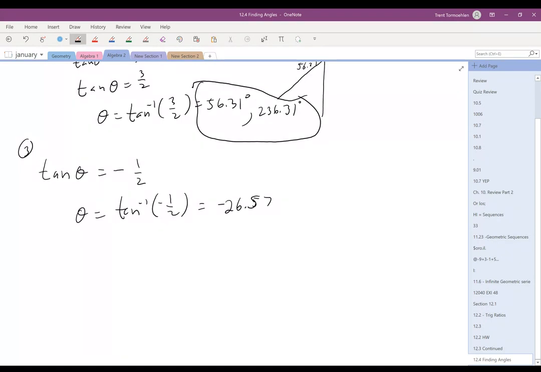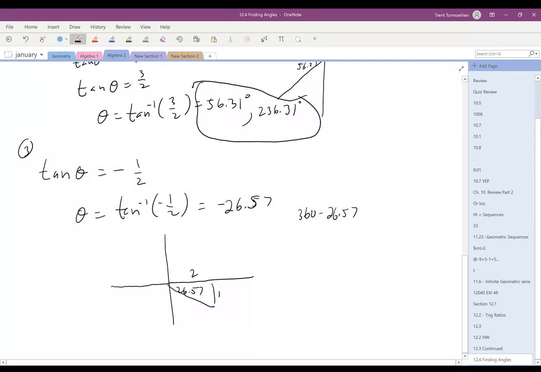And so if the problem asks for 0 to 360, then you would need to realize, okay, that just gave me a reference angle. And so it is a reference angle of 26.57. Remember that just means when this is 1 and this is 2. It's in the fourth quadrant. Tangent is negative in the fourth quadrant, just like we showed. And so we need to find the values in the fourth quadrant, which is just going to be 360 minus 26.57. That's going to give you the angle from here all the way back around. And so that's going to give you 333.43. And so that's one answer.